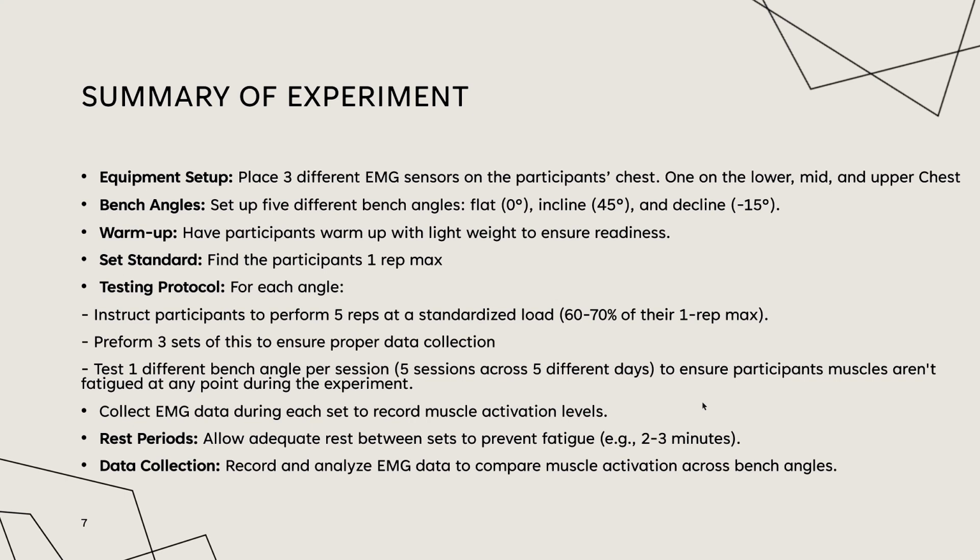Procedures. For the experiment, we had the EMG sensor placed in 3 different locations on the pectoral muscle on the participant, and then we had the participant bench the weight at 3 different angles. Prior to the test, we did a warm-up, and prior to doing all the tests, we did a 1 rep max to get a baseline of the experiment.